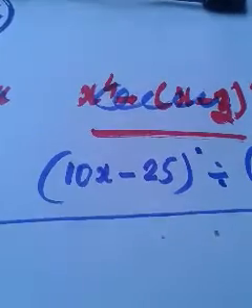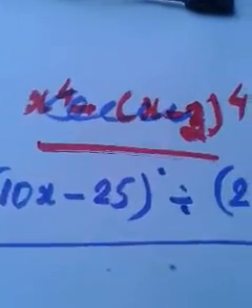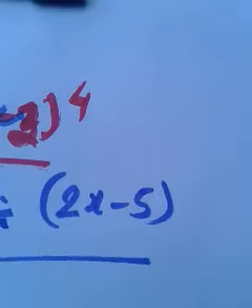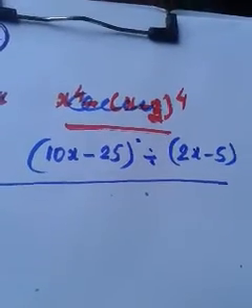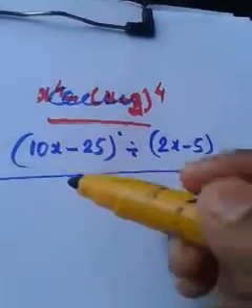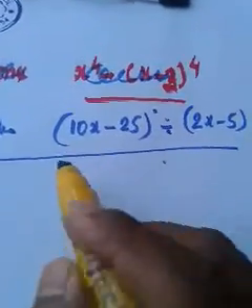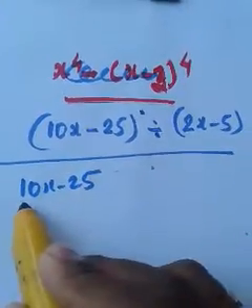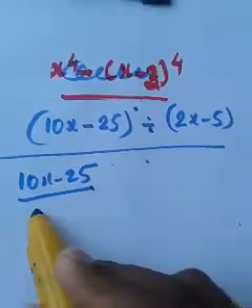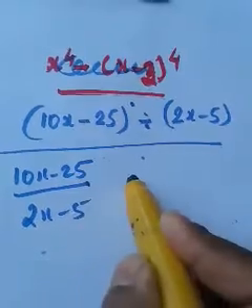That means we are going to divide 10x minus 25 by 2x minus 5. So how to solve this question? How to divide this question? So the question is 10x minus 25 divided by 2x minus 5.